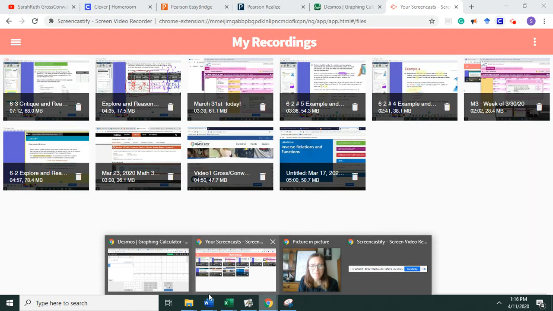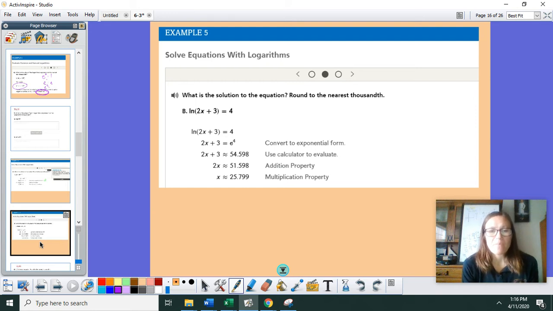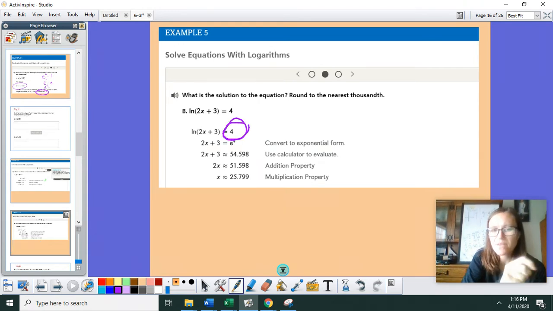Switching back to my other screen. In part B, this time we're given it in our natural log form, and we are going to convert it to exponential form. Remember, we're thinking ln base e. When we rewrite this, we can see that e to the 4th power, because they're telling us that 4 is the exponent there, gives us 2x plus 3. Again, we're going to solve using addition properties, subtraction properties, multiplication properties. All of those good algebra properties still hold.